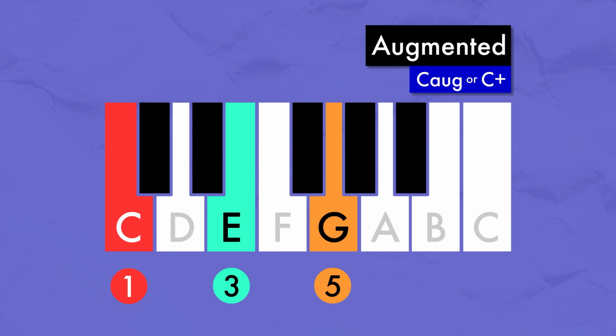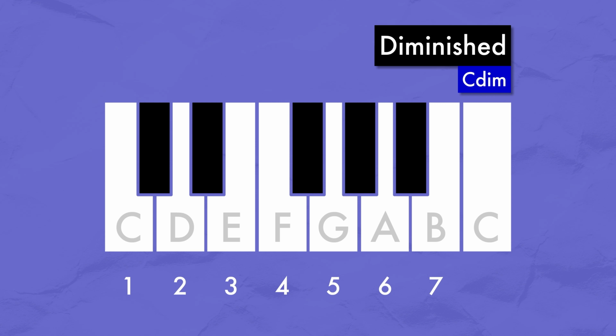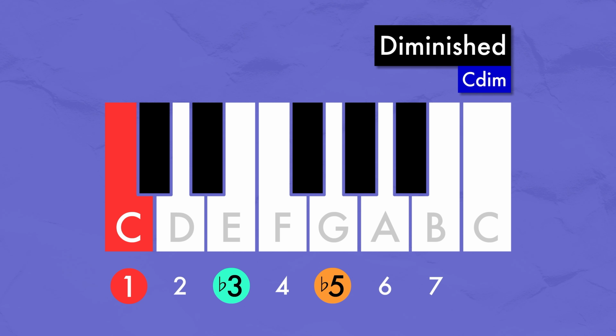Very interstellar. Now, the counterpart to the augmented chord is the diminished chord. Again, we use the tonic, the third, and the fifth degrees. But this time, we lower both the third and fifth degrees by 1 semitone. So in this case, we get a C, an E flat, and a G flat.